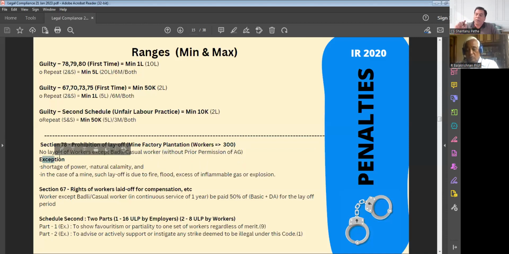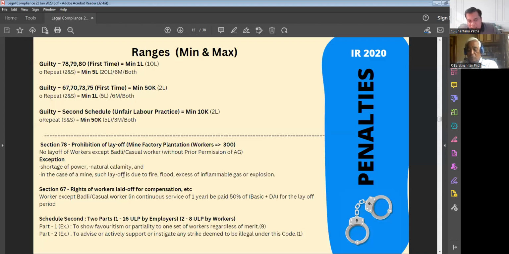Except, but please remember there are some exceptions. So you can take advantage of the exceptions whenever you are in those circumstances. So you have to understand those circumstances when you need not take the previous approval of the government. Shortage of power: if there is no power for a particular period, then you can go for layoff without taking approval. Or if there is a natural calamity, in that case also there is no need for prior government approval, but you have to report it later on. Now, in case of mines, this exception is specifically for mines.